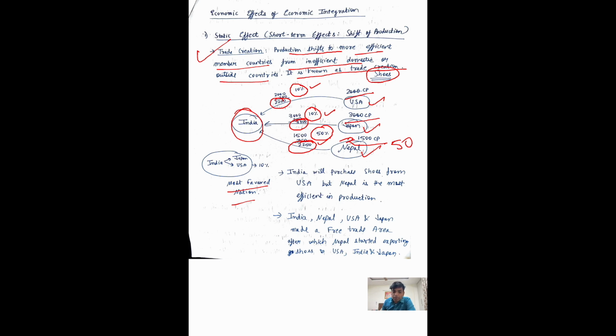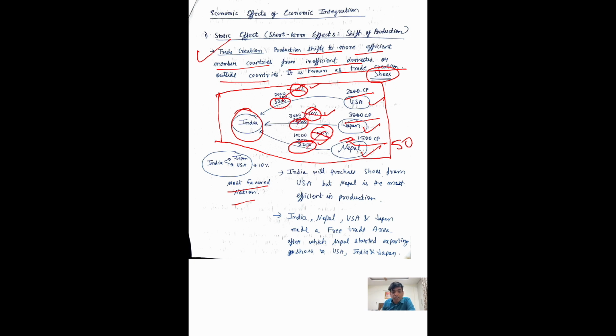So let's take an example. Let's suppose all these countries, US, Japan, Nepal, and India, come into an agreement and create a free trade area. So all these member countries come and create a free trade area, because of which the rate of tariff becomes zero. So 10% is deleted and this 50% is also removed.